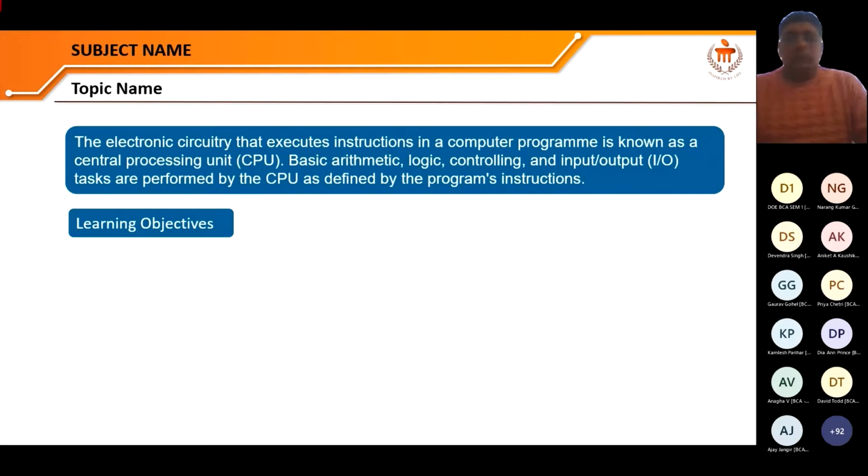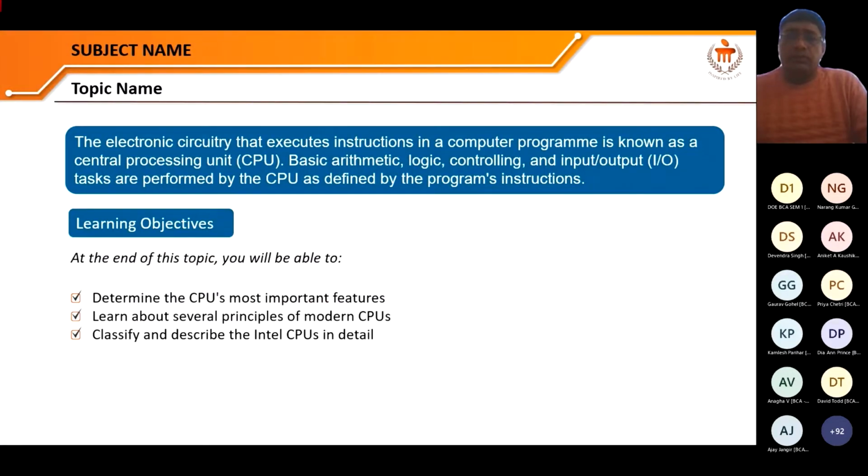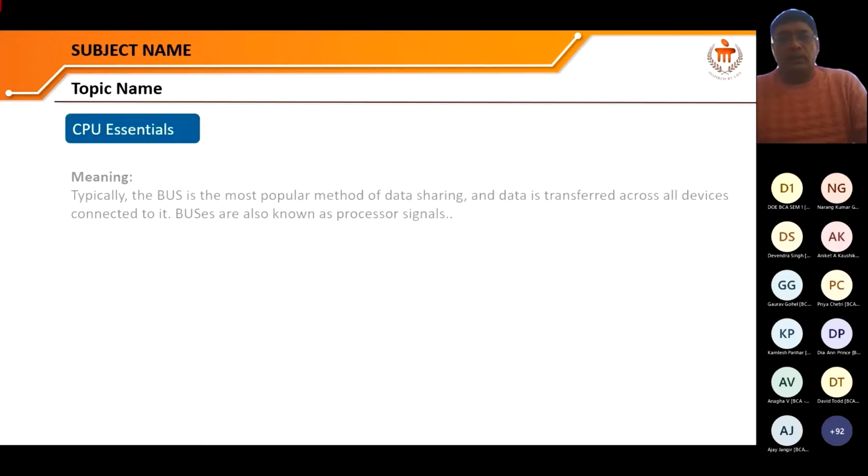The electronic circuitry that executes instructions in a computer program is known as the central processing unit, CPU. It can perform operations like arithmetic and logic, and it can also control the input and output tasks. These are the things managed by the CPU.